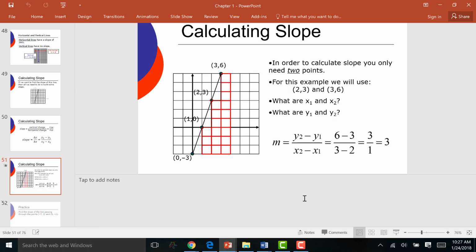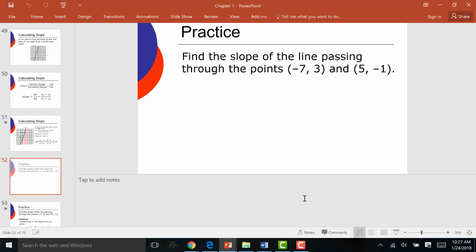All right, questions? Here's your turn. Go. Let me write the formula back on the board. You have 2 points, -7, 3 and 5, -1. I need you to find the slope for those 2 points. Let me put the equation back up here on the board. M equals y sub 2 minus y sub 1 over x sub 2 minus x sub 1.